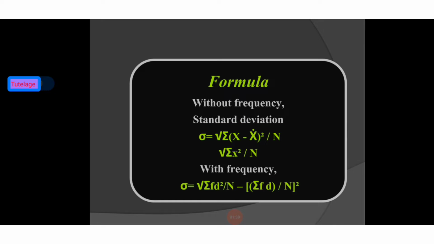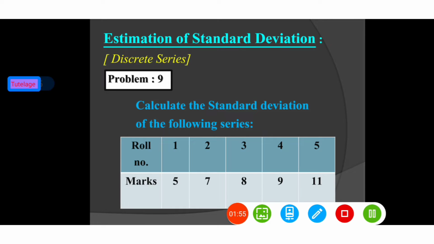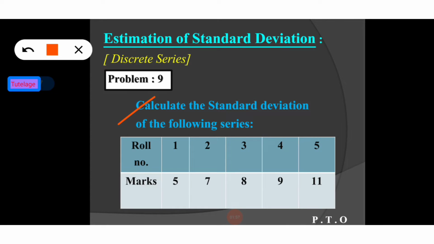Now move on to the next slide. Here we can see the calculation process of the standard deviation in the discrete series first. Now going to the problem. Problem number 9: calculate the standard deviation of the following series. There are two columns. The first indicates the roll number of the students and the second indicates the marks obtained by the students. The roll numbers are 1, 2, 3, 4, 5 and the marks are 5, 7, 8, 9, 11. Now going to the next slide, which is the calculation slide.